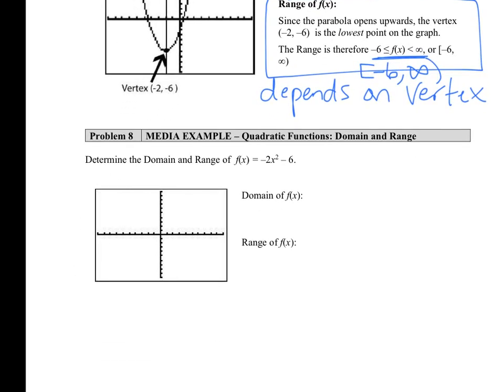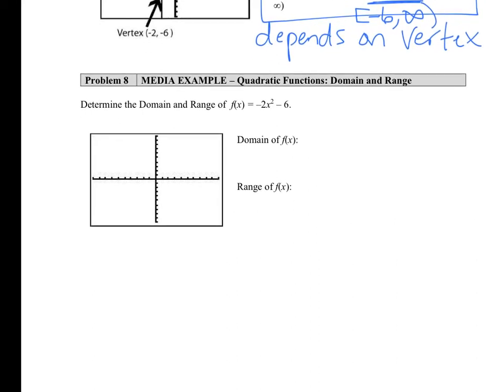So let's try one. We are going to find the domain and range of this function right here, -2x squared minus 6. Before I do any calculations, I'm going to answer the domain even before I start, because I know this is going to be -infinity to infinity. For my range, I've got to find my vertex first. So we're going to find the x part of our vertex. I think this one is very similar to the one we just did.